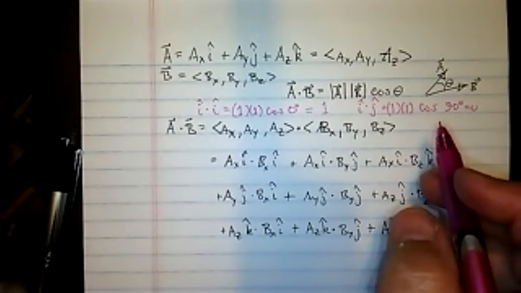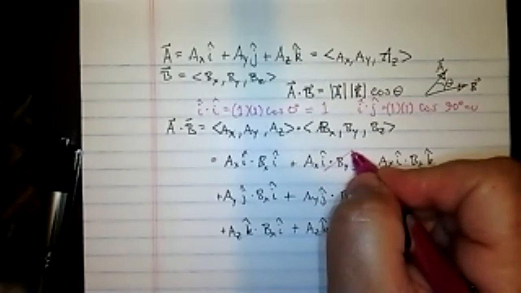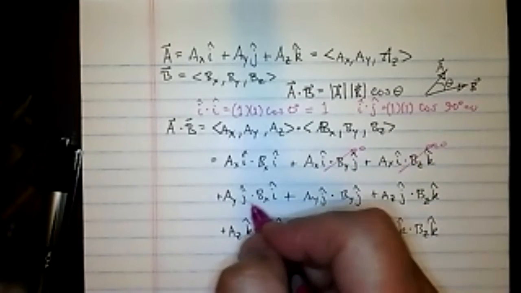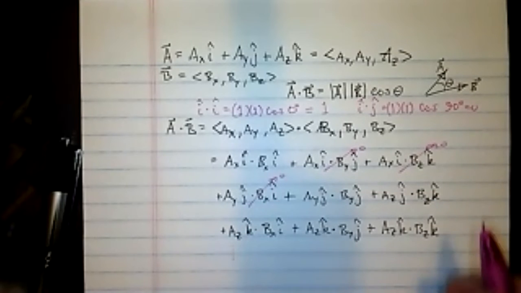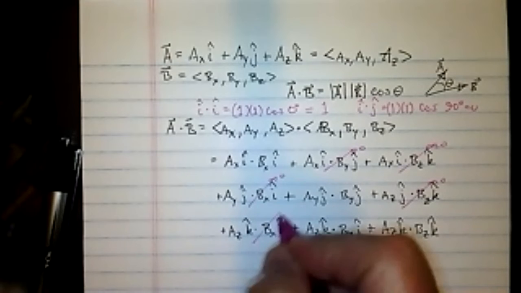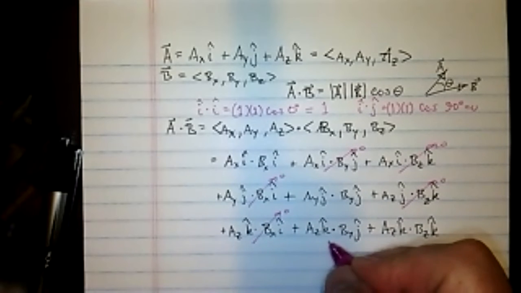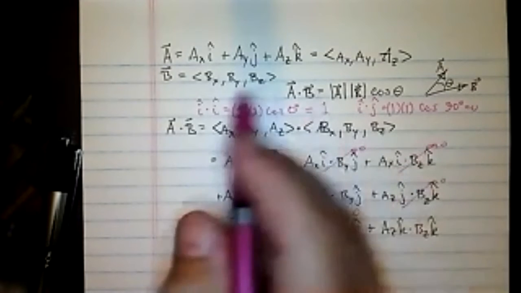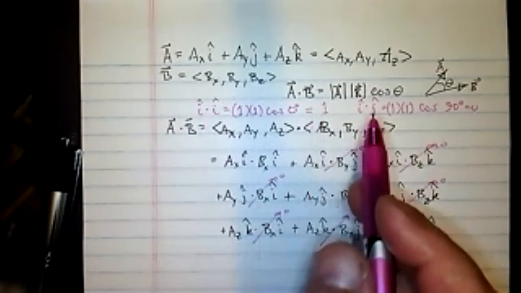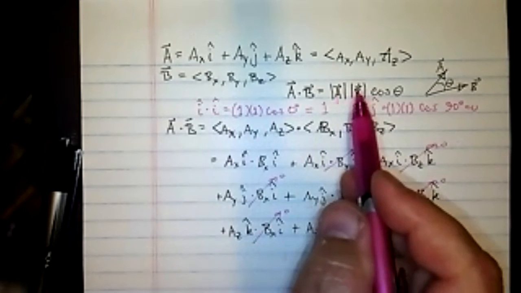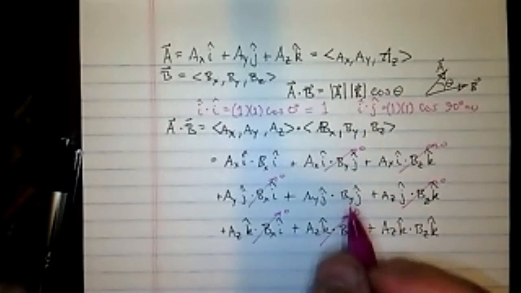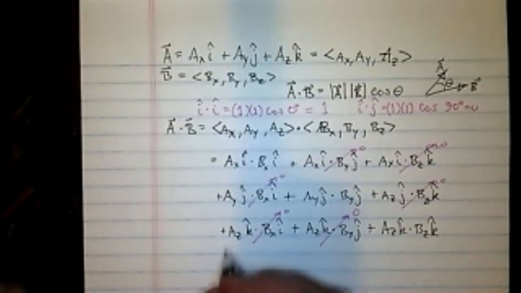And in fact, what we find out is i hat dot j hat gives you 0. i hat dot k hat gives you 0. j hat dot i hat gives you 0. j hat dot k hat gives you 0. k hat dot i hat gives you 0. k hat dot j hat gives you 0. And then all that's left is these diagonals. But just like i hat dot i hat gave us 1, j hat dot j hat would be 1 cosine 0, and k hat dot k hat would be 1 cosine 0. So these all give you 1.